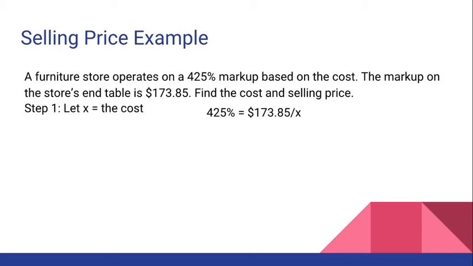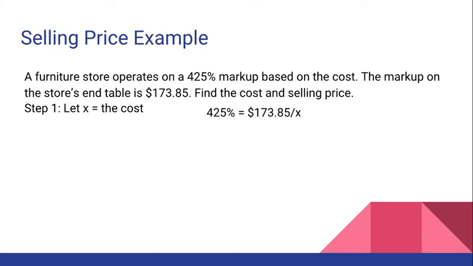So let's do another one. A candy store operates on a 95% markup based on the cost. The markup on the store's pound of gummy bears is $1.90. Find the cost and selling price. So let's go ahead and, step one, let's find the cost.